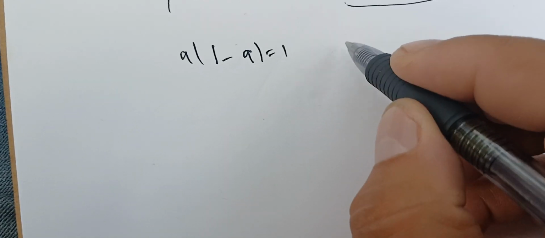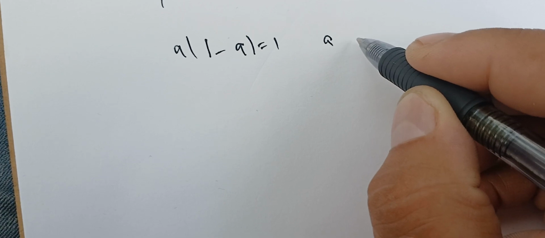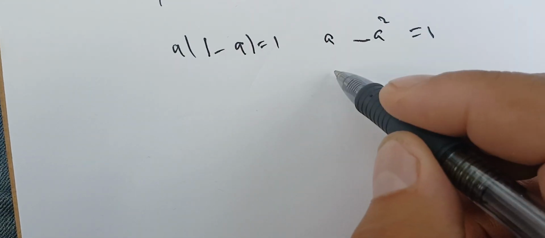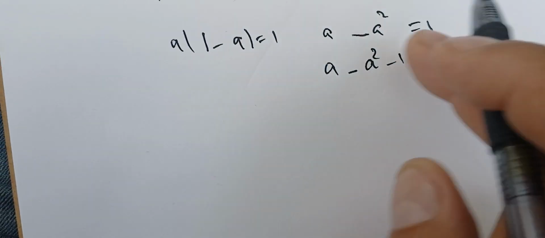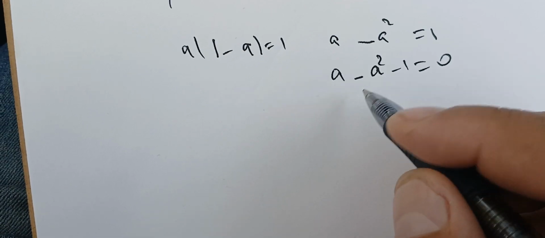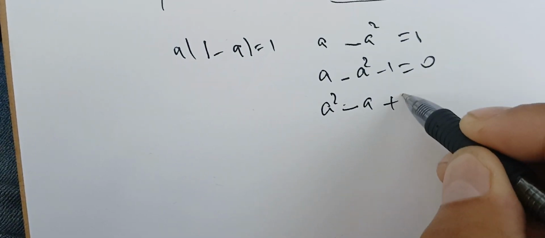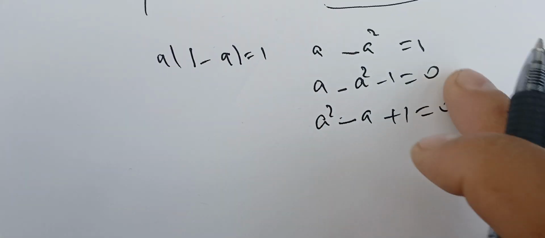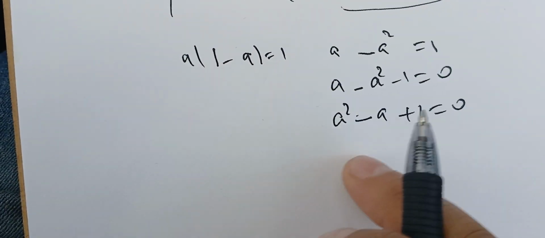So doing the algebra, we get a times 1, which is a, minus a squared equals 1. So we put everything on one side: a minus a squared minus 1 equals 0. We multiply everything by minus 1. We get a squared minus a plus 1 equals 0. So here we notice that we have a quadratic, a polynomial. So we try to factor it.